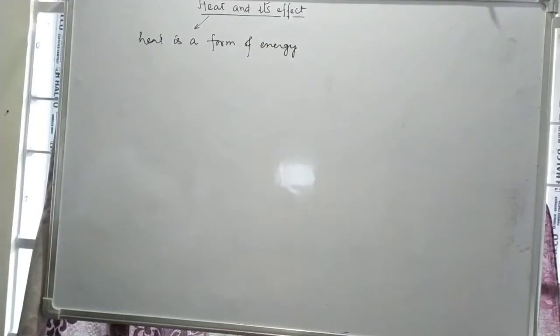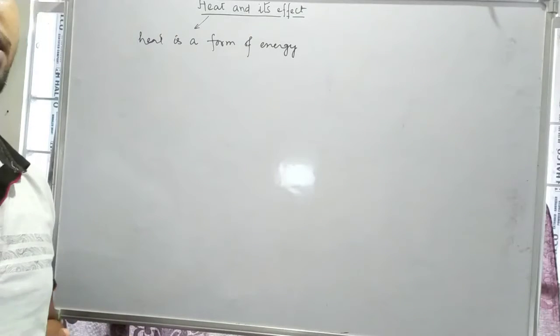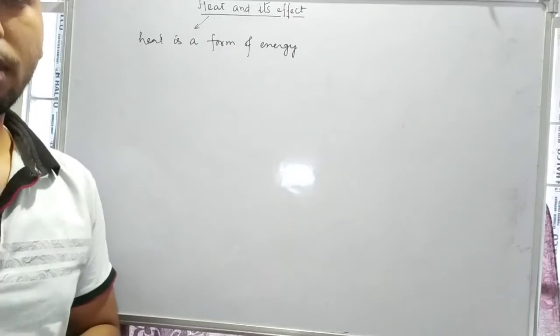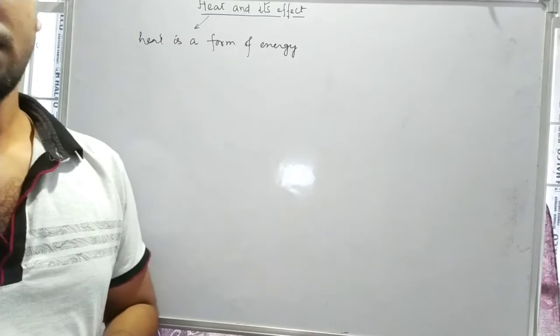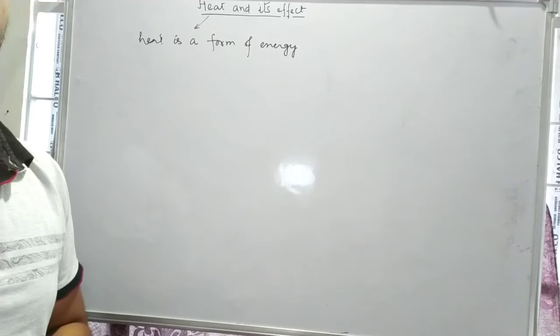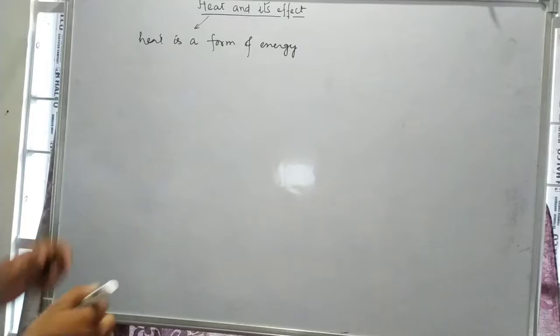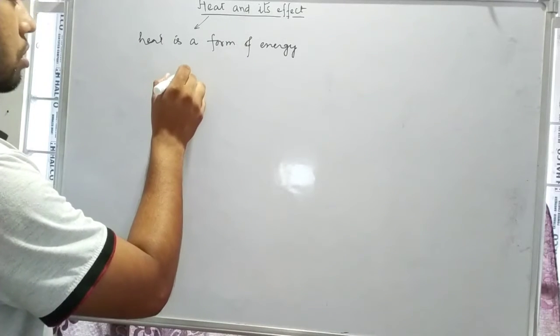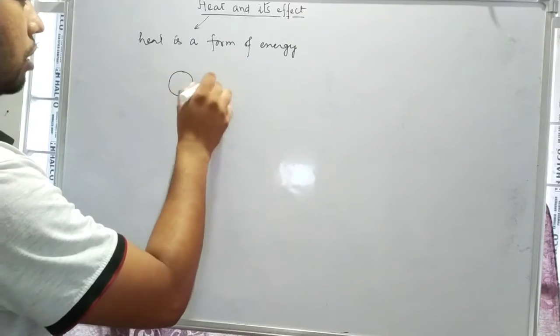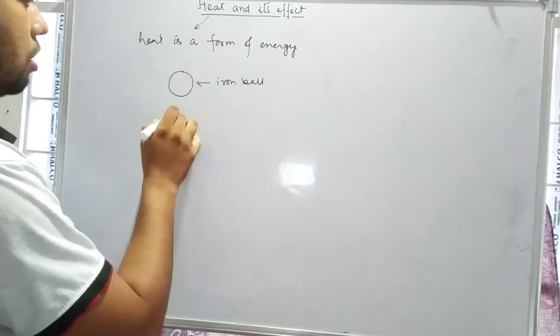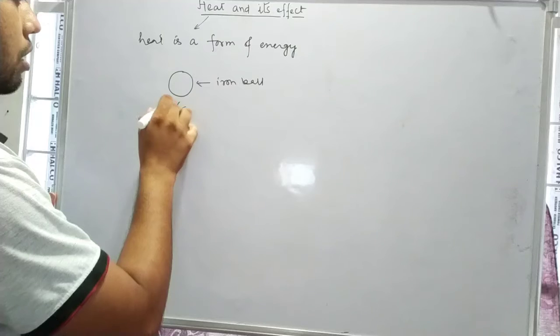So when we apply heat to an object, its temperature will increase. Or if a hot body is placed in a cold place, then the body releases heat and the body becomes cold. For example, suppose we take an iron ball here. Okay, this is an iron ball. Now we apply heat here.